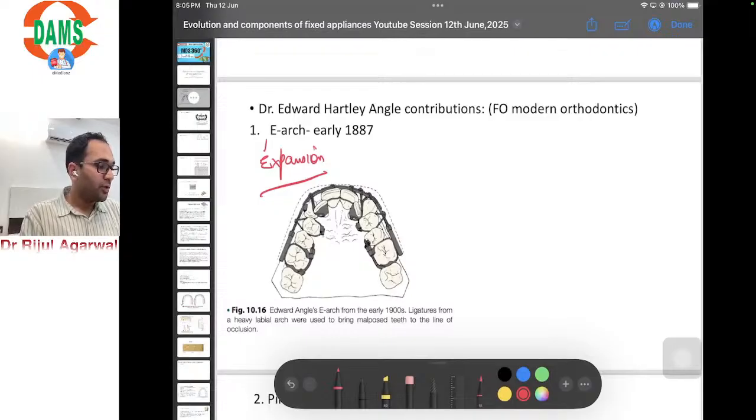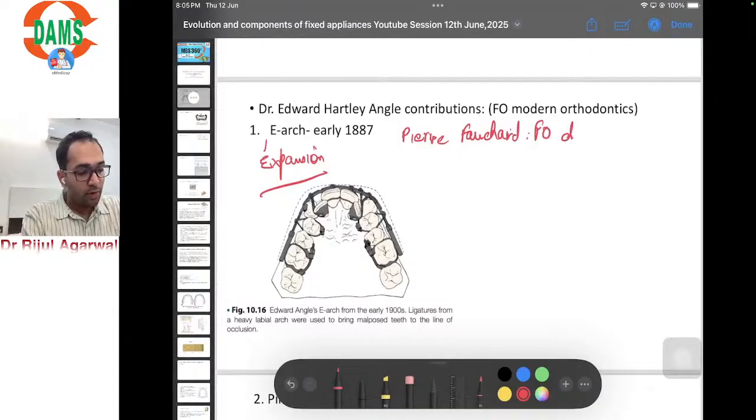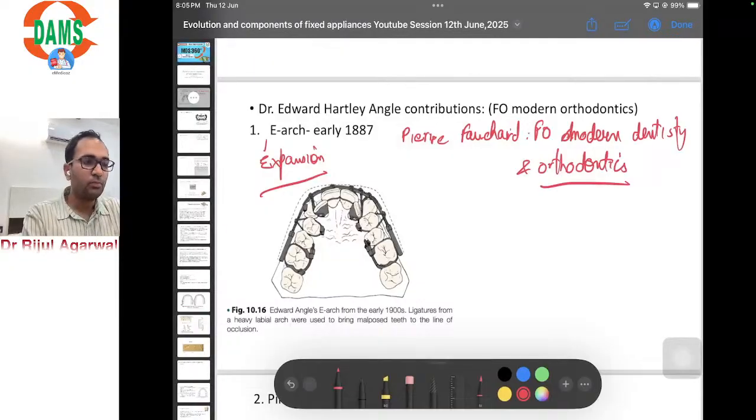Okay, so the first important thing is this E-arch appliance was not given by Angle. It was given by Pierre Fauchard, and this name will be familiar to you because he is considered the father of modern dentistry and orthodontics, whereas Angle is considered the father of modern orthodontics.